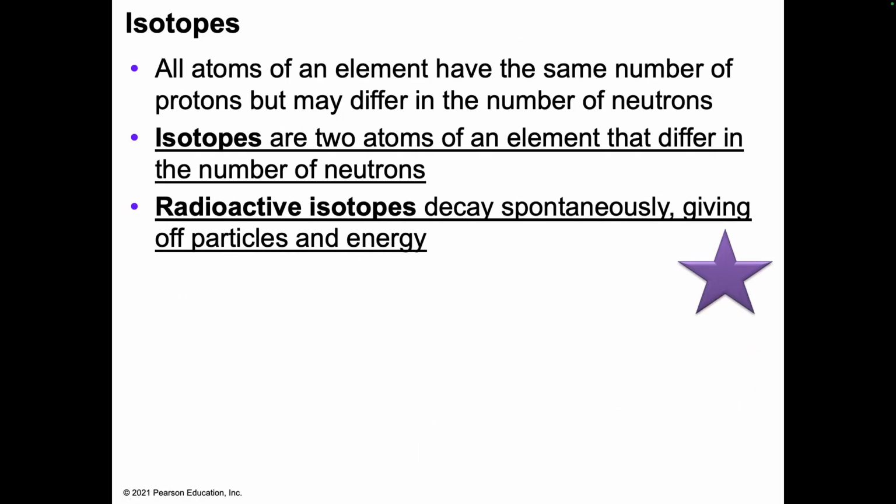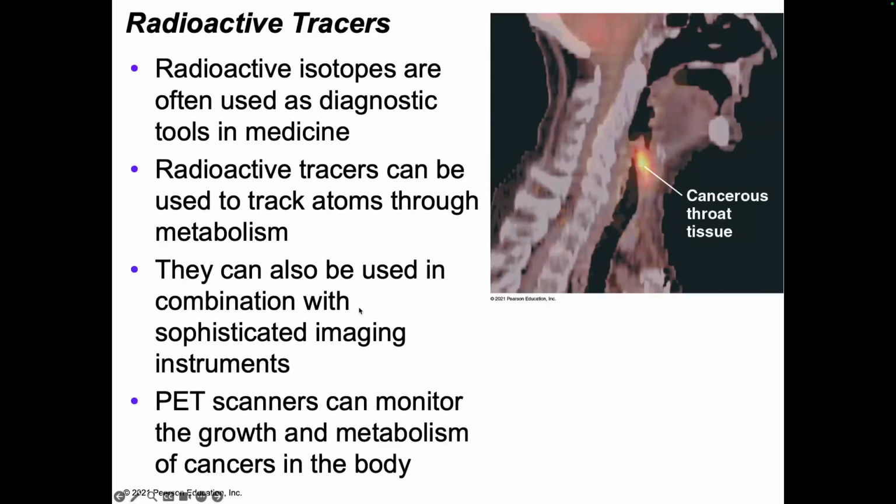Isotopes are two atoms of an element that differ in the number of neutrons, and radioactive isotopes decay spontaneously, giving off particles and energy. Radioactive isotopes are often used as diagnostic tools in medicine.